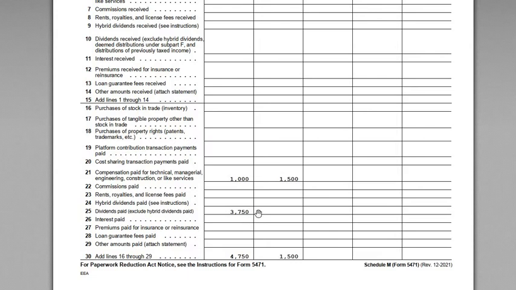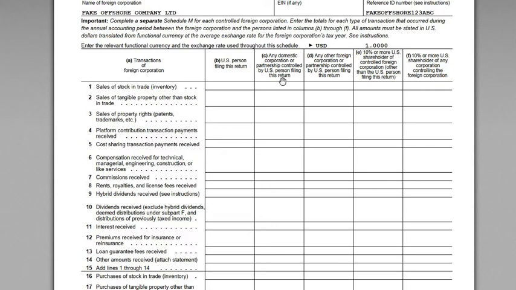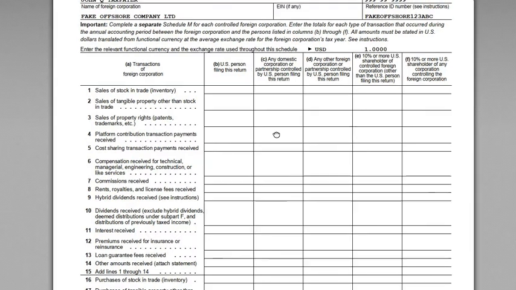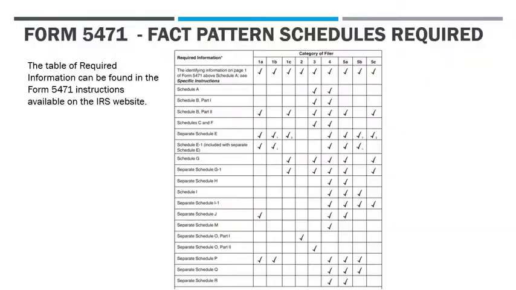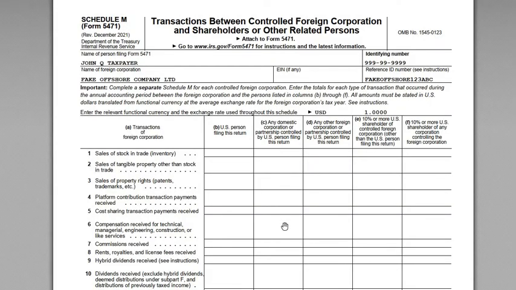So the PTAP reconciliation on Schedule J, Schedule P, and then Schedule R as well. That's the $3,750. And then column C here: any domestic corporation or partnership controlled by the U.S. person filing this return, right? So remember, if we go back to our structure chart, John is the U.S. person filing the 5471 for his ownership in this company, and he controls 100% of this accounting firm in the U.S., which is a Delaware corporation. So he controls this entity, and that entity very clearly falls within this category in column C, any domestic corporation or partnership controlled by the U.S. person filing this return.